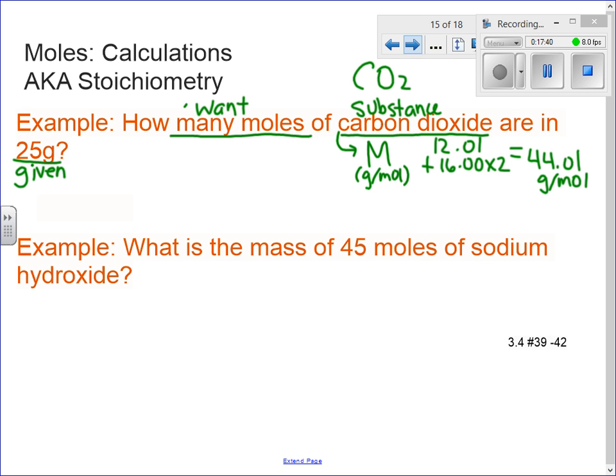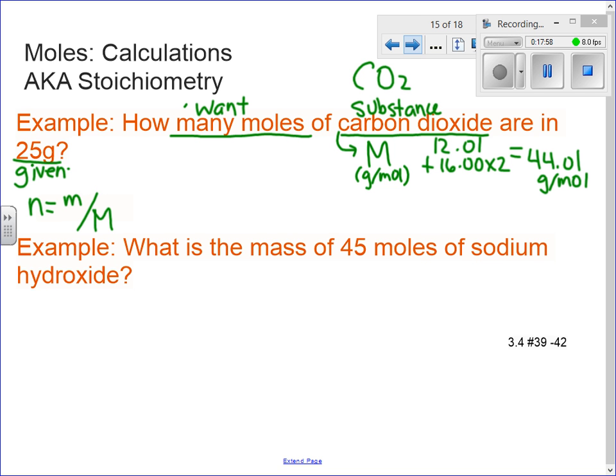Now I ask myself, what do I want and what am I given? I would like to know how many moles there are. So that means if I'm going to use the formula, this is the version I'm going to use. I want moles. Moles is the little letter n.